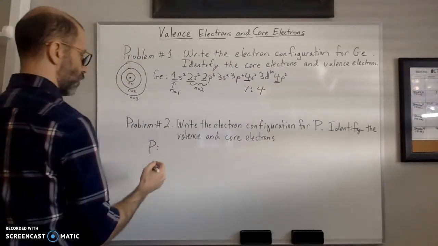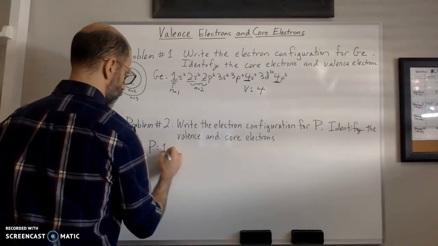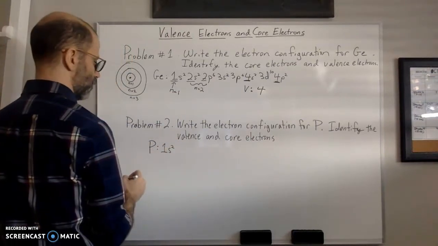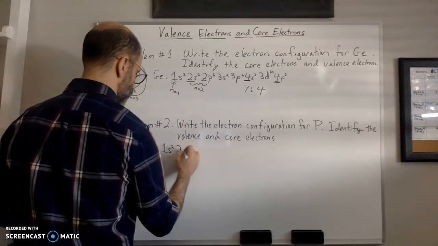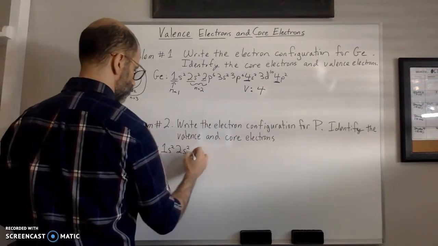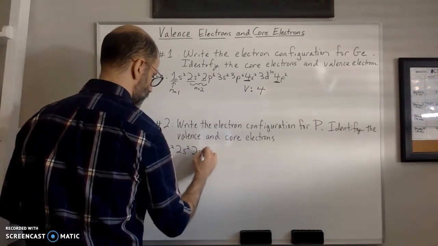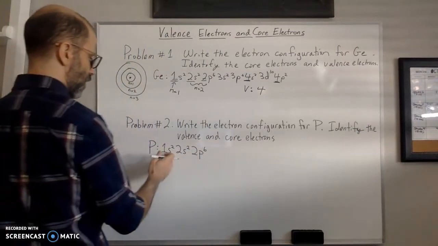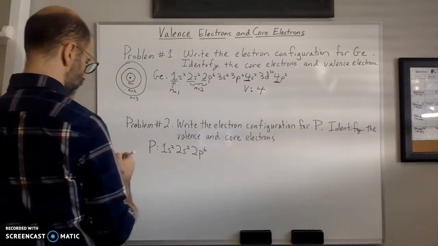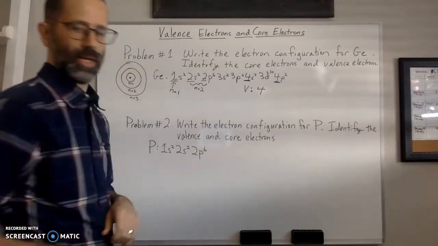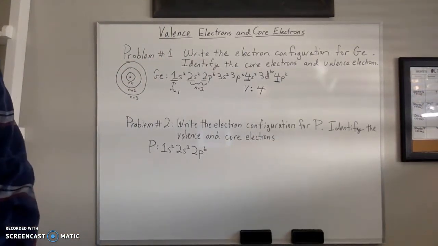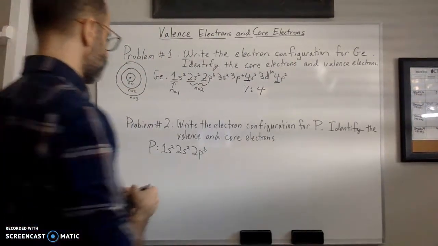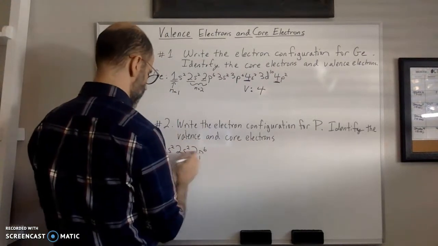we'll follow the order. We'll start with 1s, 2 electrons in the 1s, 2 electrons in the 2s, and then we have 2p. So we have 6 electrons there. That's 10. And then we have 5 more electrons. So phosphorus again is 15. So that means we have 5 more electrons.